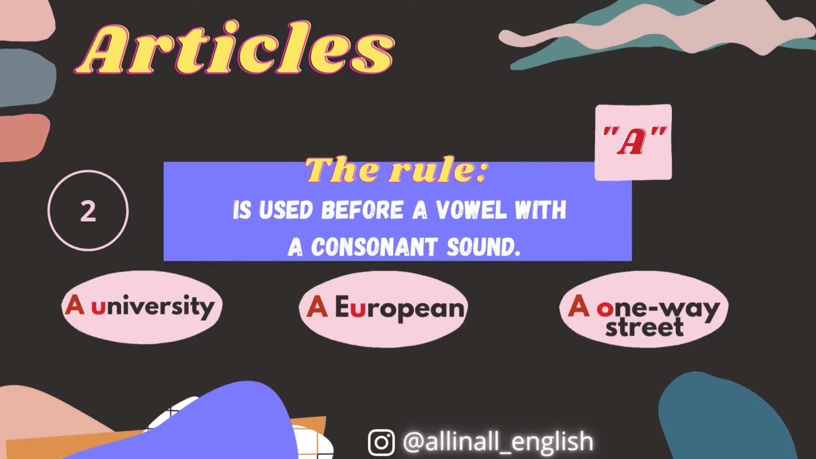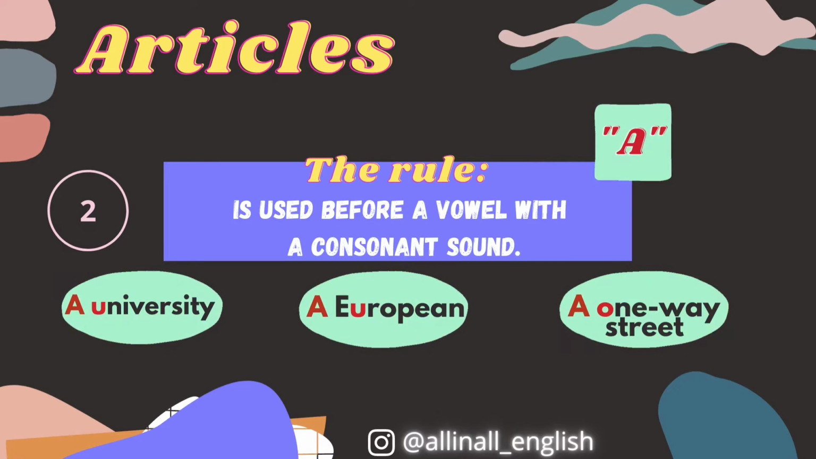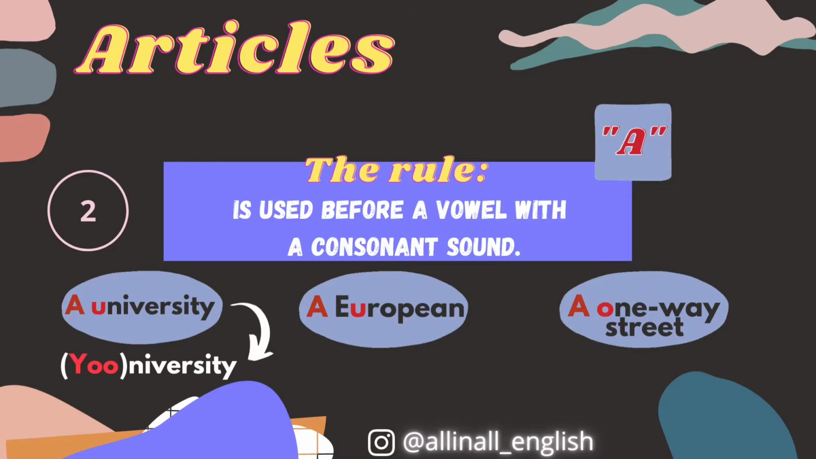Let's focus first on the word university. The letter U is a vowel, but in this word, the way we pronounce it is different, meaning that when you say the word university, it sounds as if we pronounce it with a Y, like "yuniversity," not "university." So, in this case, the U is a vowel but has a consonant sound. Let's see some extra examples so you can understand it even more.